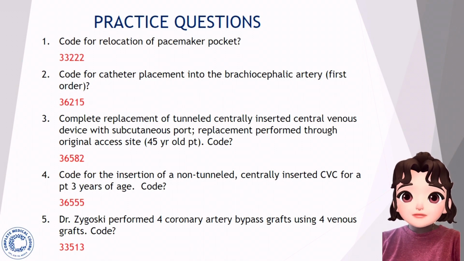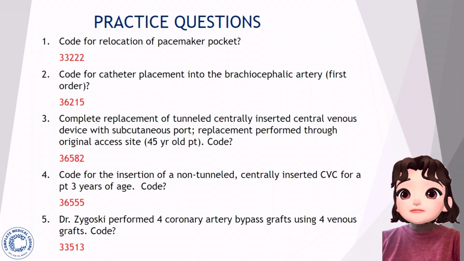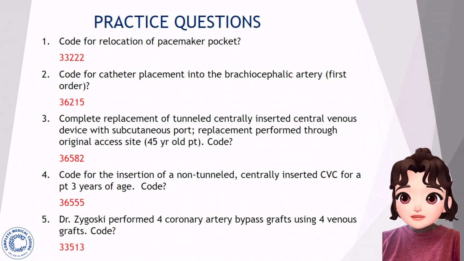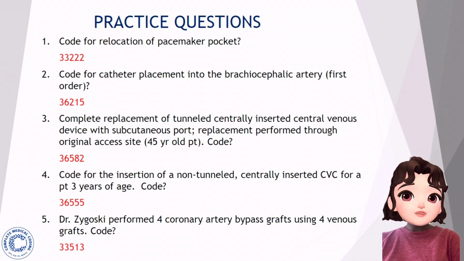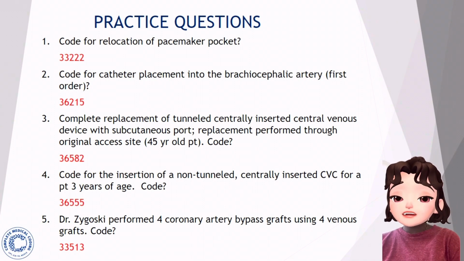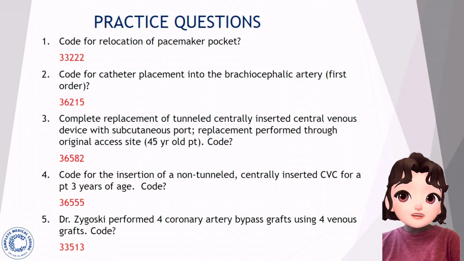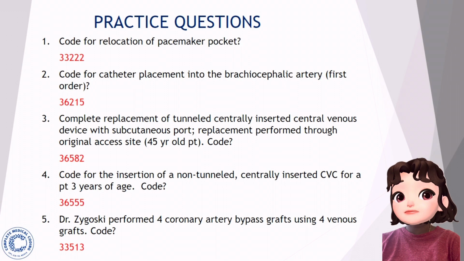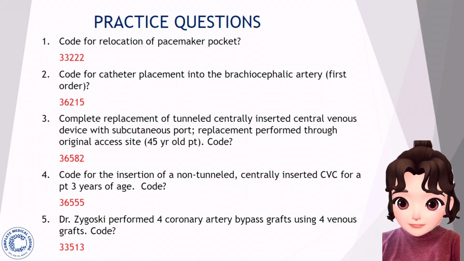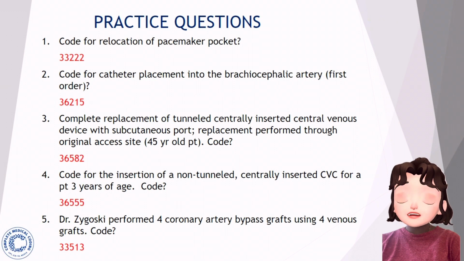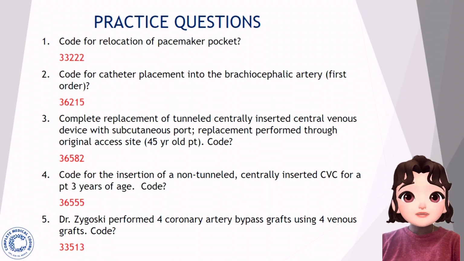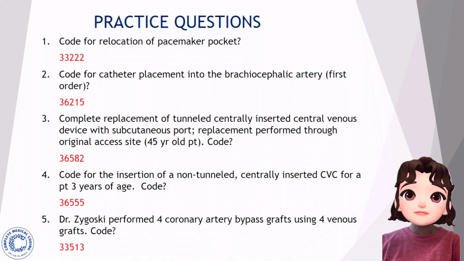This one I will show you from the CPT codebook. Complete replacement of tunneled centrally inserted central venous device with subcutaneous port. Replacement performed through original access site, 45-year-old patient. What will be the code? So this type of centrally inserted central venous access procedures, I told you, you can easily get from the table which I had shown you before. No need to go and check the index page and the codes. It's time consuming. So better to go to the table first. I'll show you the table once again. Let's move on to the table.